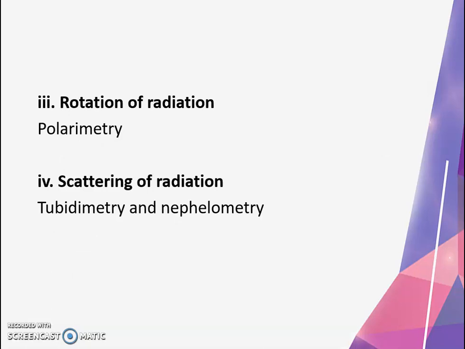Next property is rotation of radiation. The substances have capacity to rotate the radiation of light. The method is polarimetry. Next is scattering of radiation. In scattering of radiation, two methods are involved, turbidimetry and nephelometry.